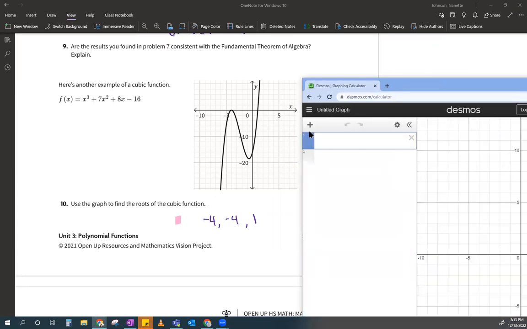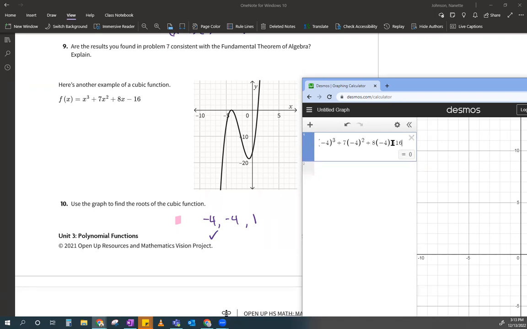Very good. So the very first thing I'm going to do is type in this equation, x cubed. Oh, I don't actually want to do x cubed. I'm sorry, I want to do parentheses -4. Okay, sorry. Parentheses -4 parentheses cubed plus 7 parentheses -4 squared, plus 8 times -4, minus 16. I'm hoping it's 0. It is 0. Yay. So this one's good. The other -4 is also good.